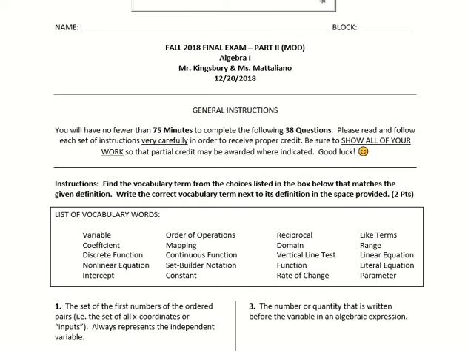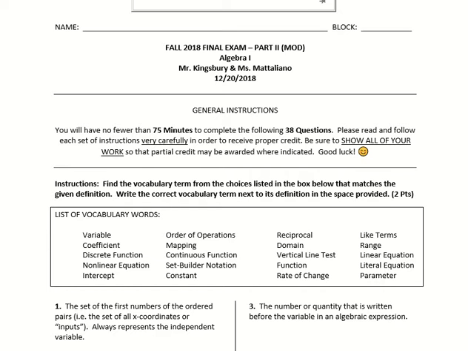General instructions. You will have no fewer than 75 minutes to complete the following 38 questions. Please read and follow each set of instructions very carefully in order to receive proper credit. Be sure to show all of your work so that partial credit may be awarded where indicated. Good luck. And feel free to pause or rewind anytime you need.